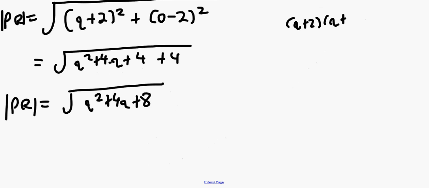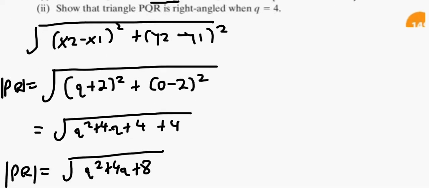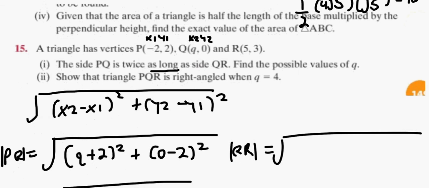Now, what's the next thing I have to do? What's the next length I need? I have PQ, so now I'm looking for QR. So QR is going to be the square root of, now once again, does it have q in it? QR. So it's going to be q minus 5 squared, then 0 minus 3 squared.